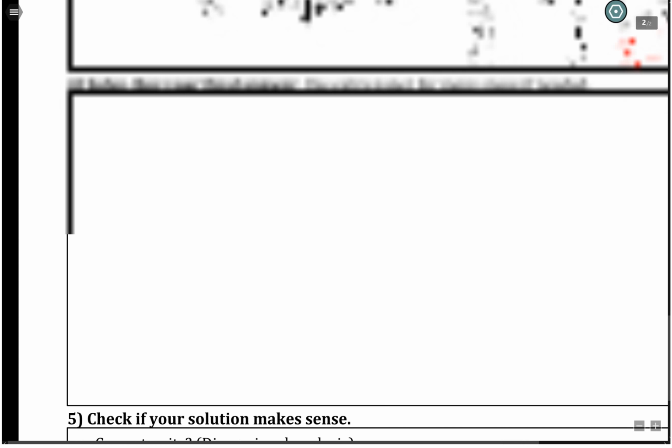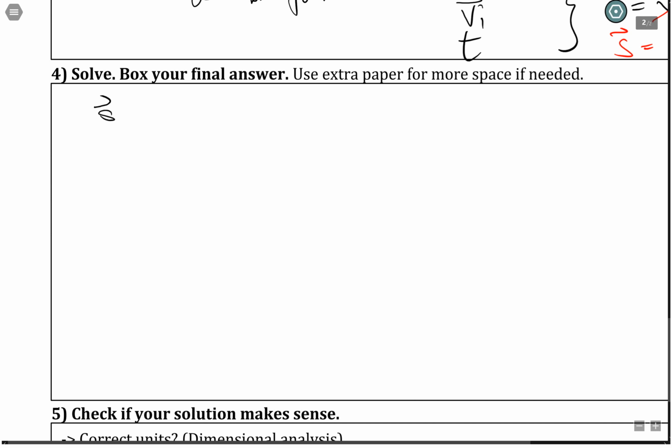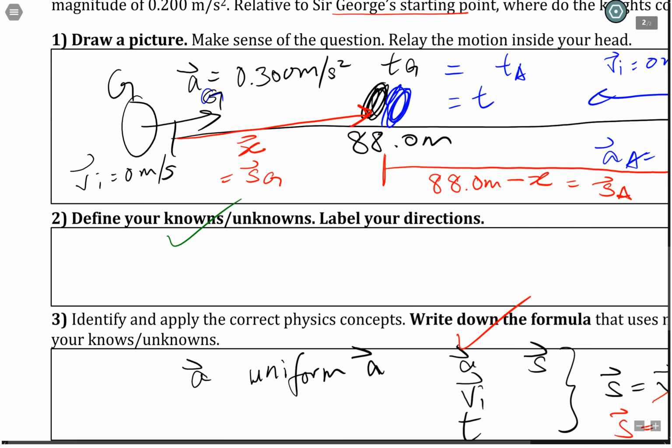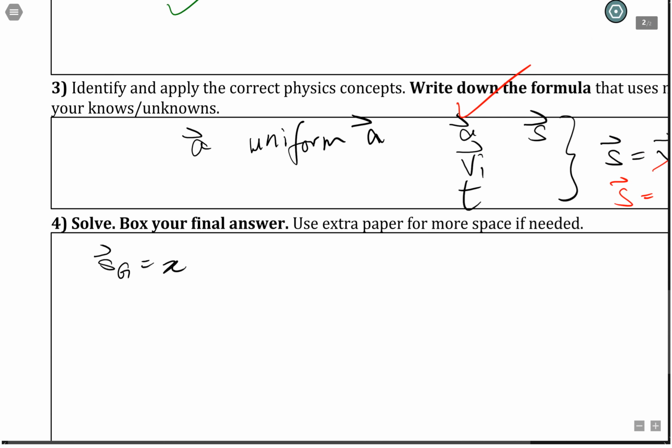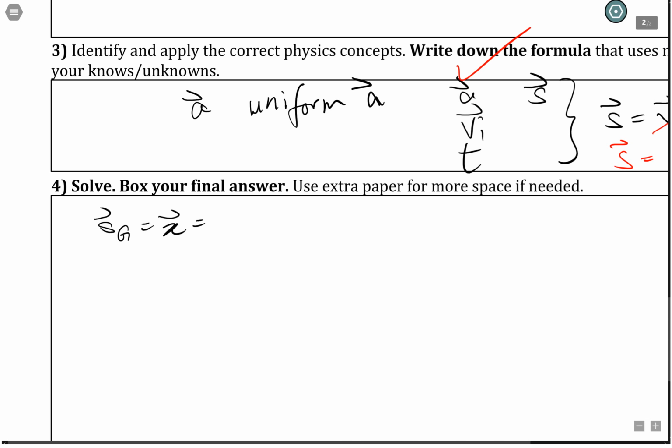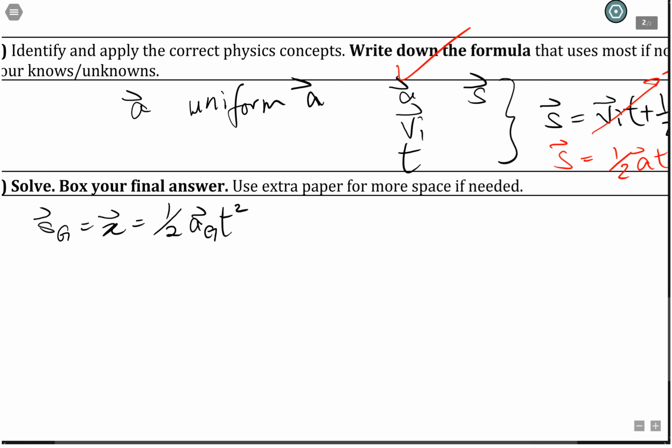So for Sir George, his s_G is equal to x, which we labeled up here. This is the distance that he travels. This one is equal to 1/2 his acceleration times t squared. Since the time is the same for both characters, I'm just going to write t.